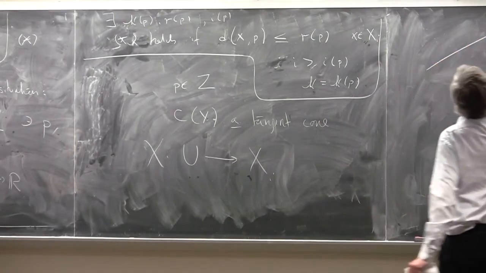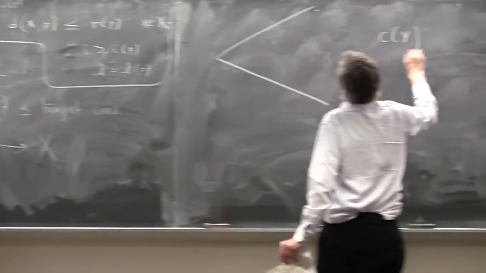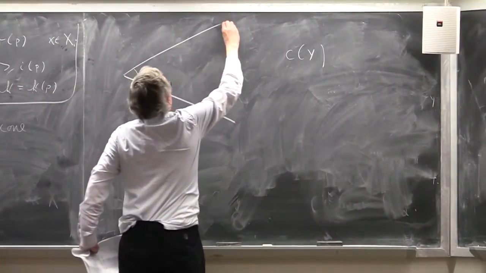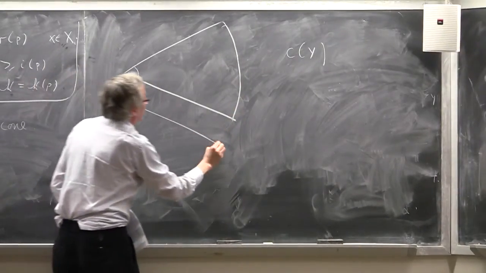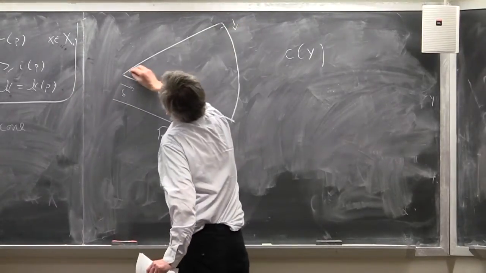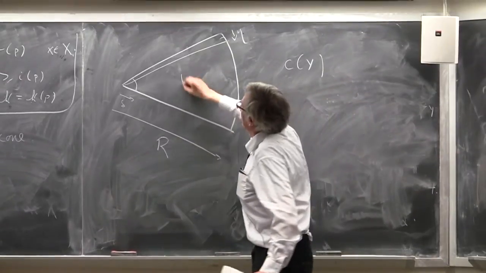So let's just recall what U was. We took our cone, and then we just cut it. We're removing the singular set. There are three parameters that we're just carrying along for the moment. So this is our U.